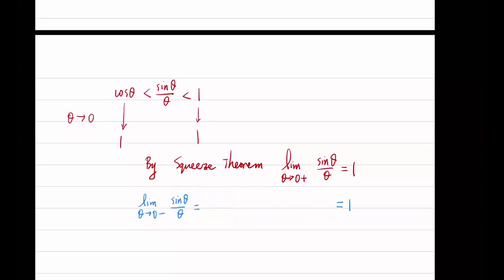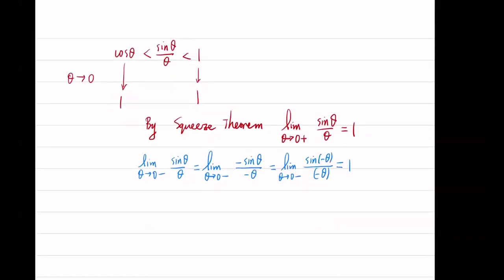The reason for this argument is, if I multiply both numerator and denominator by the negative sign, it stays the same. This limit, because sine is an odd function, now negative theta is positive. This follows from the previous limit. Okay, the two limits coincide, so we conclude the two-sided limit is 1. Okay, that's the first one, a very big step.